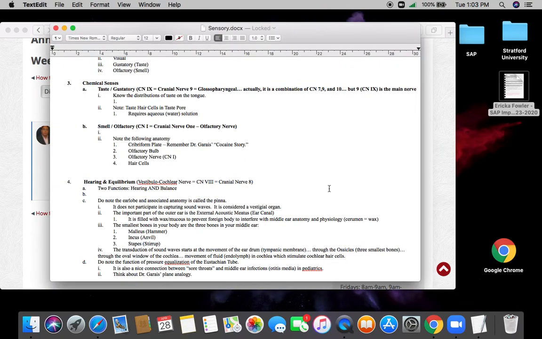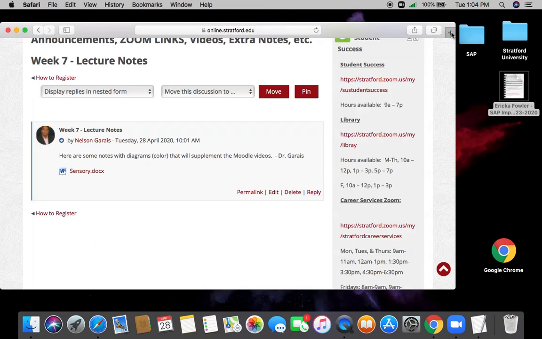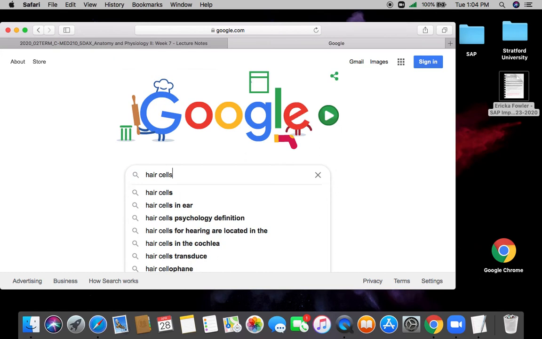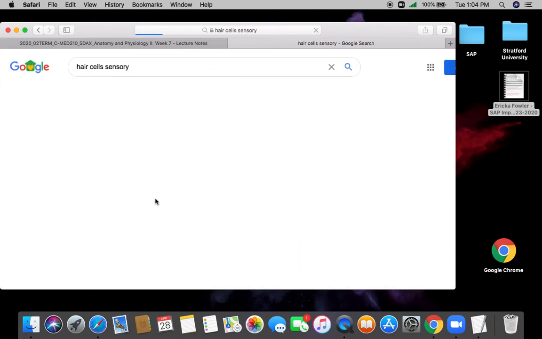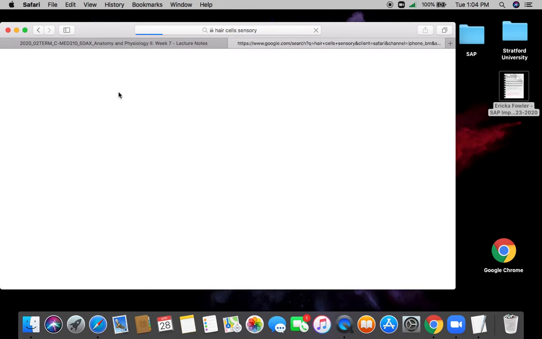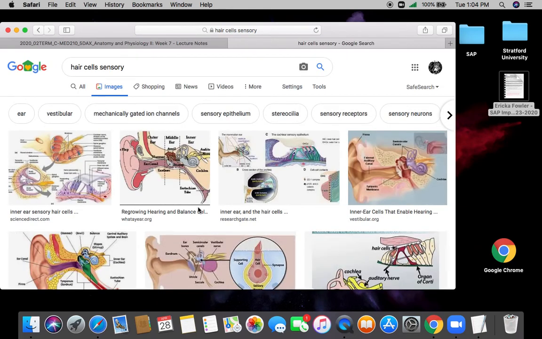Now, olfactory bulb, olfactory nerve. Now, what are hair cells? And that's a recurring theme in sensory organs, in your nose, in your mouth, and this is your ear. So let's look at hair cells. Let's look at what a hair cell does. Let's see a nice picture of it.